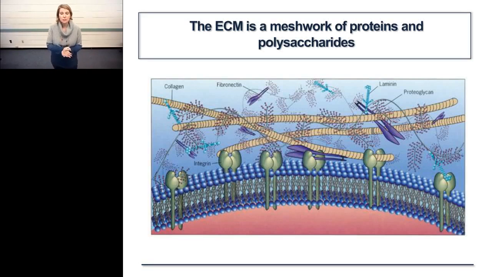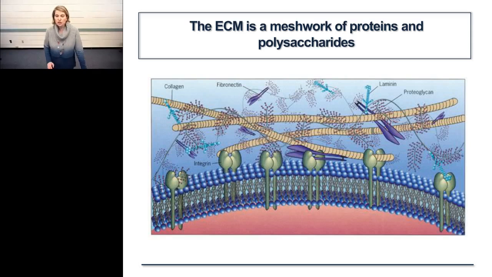So the extracellular matrix is a very interesting structure. If this is the plasma membrane, the cell membrane, the extracellular matrix is outside the cell, and it is a meshwork of proteins and polysaccharides. Polysaccharides are like chains of sugars that are also called glycans. And this structure is very complex. It's very difficult to tease out what all the different components are.